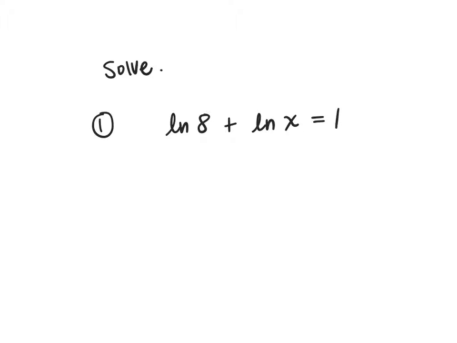Solve the following problem. The natural log of 8 plus the natural log of x equals 1, or ln of 8 plus ln of x equals 1. Recall that to solve logarithms, we want to have a single logarithm on one side. So if I condense this, since it's adding, I can multiply the arguments on the inside. So it's really ln of 8x equals 1.